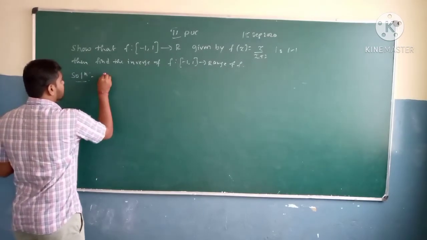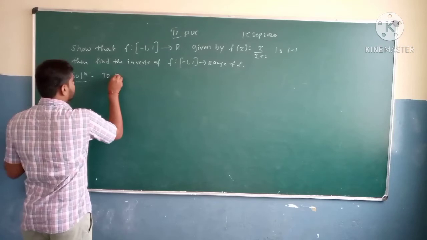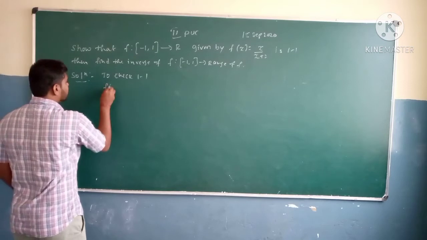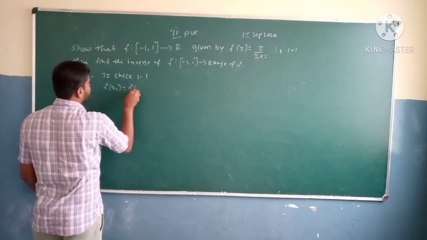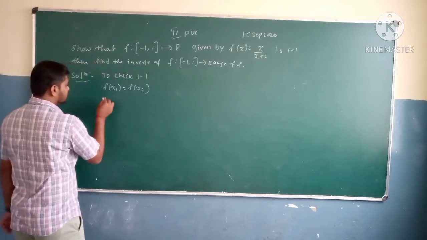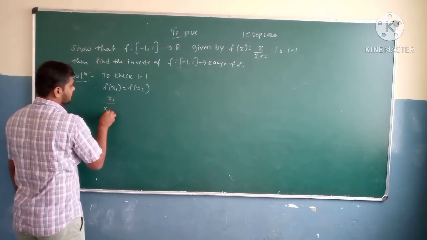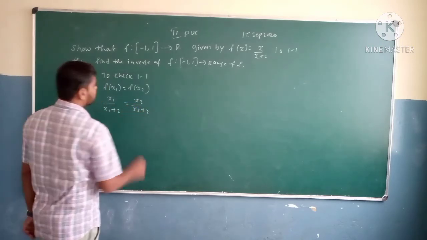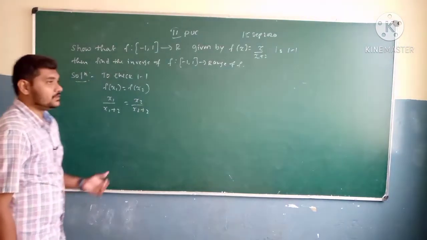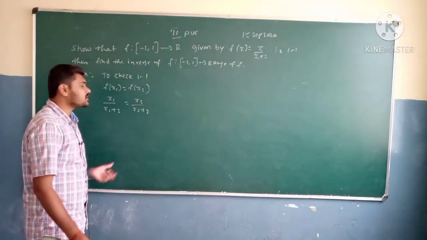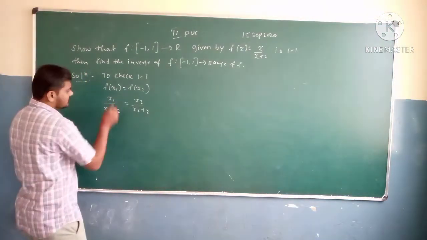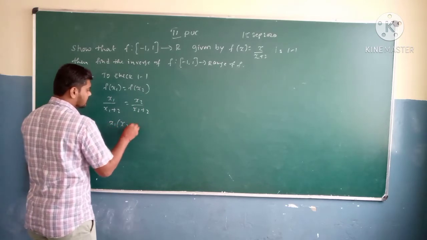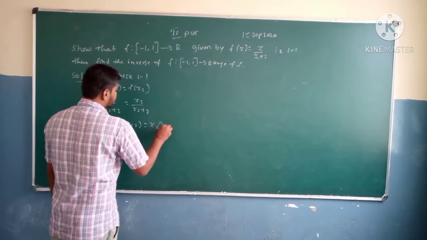So to check one-one function, f of x1 is equal to f of x2. So here it is going to be x1 divided by x1 plus 2 is equal to x2 divided by x2 plus 2. So suppose if we are getting x1 is equal to x2, then the given function is going to be one-one function. So here, then we take the cross multiplication. So it is going to be x1 into x2 plus 2 is equal to x2 into x1 plus 2.